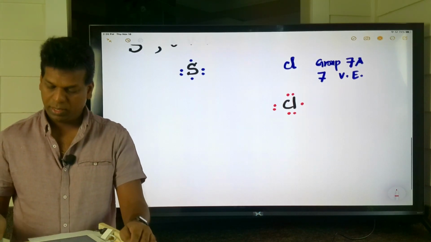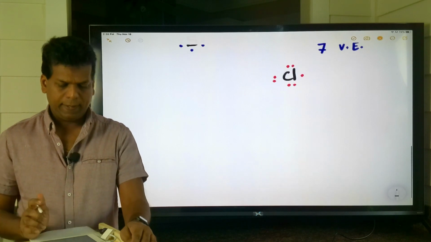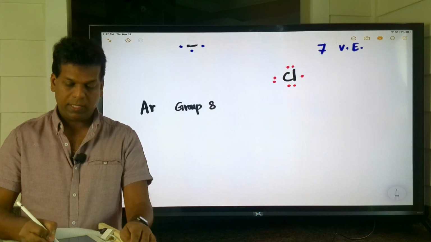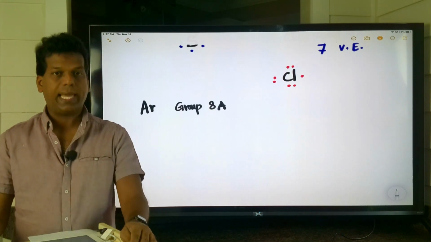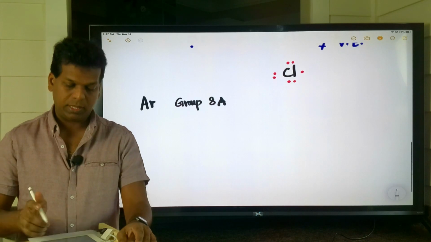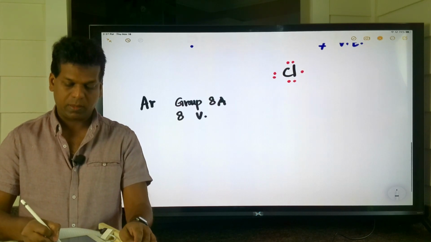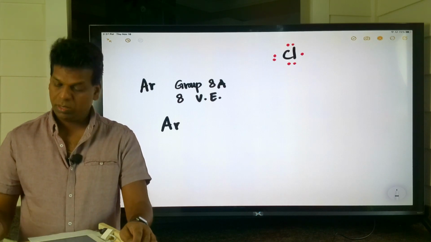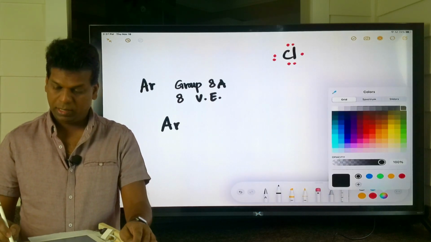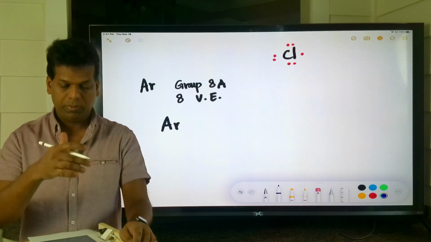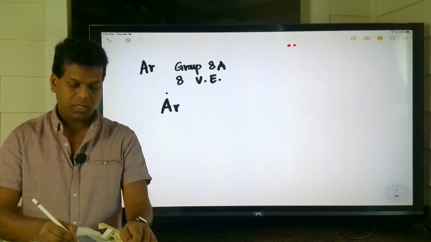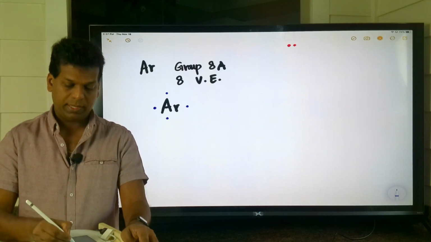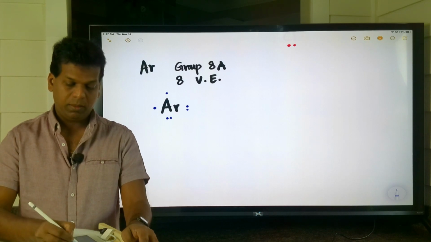Let's do one more, and then after that we will move on. Let's take argon. Argon is in group 8, 8A. This is a noble gas. Argon is a noble gas, so it has 8 valence electrons. If I write the Lewis dot structure, it looks like this. There are 8 electrons, and we have to distribute them around argon. First I'm going to distribute 4 electrons, and there are 4 left, and then I come back and pair these up.